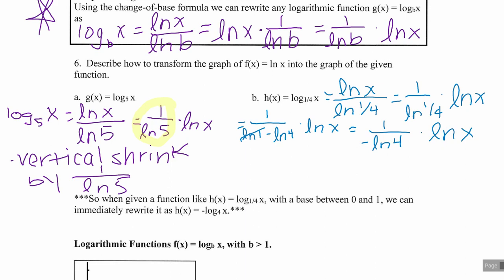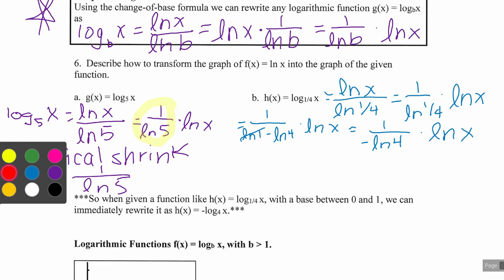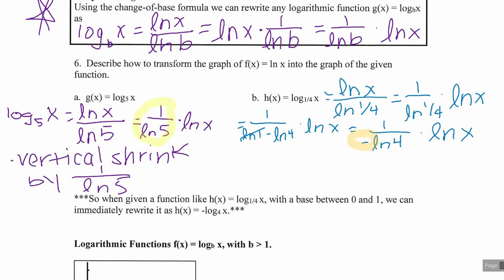Now I want you guys to be careful because this happens all the time, is that we like to include this negative here in our vertical shrink. A negative does not indicate a vertical stretch or shrink or a horizontal one. It really involves a separate transformation. If I have a negative out in front of my entire transformation, that is a reflection over the x-axis. So that gives us my first transformation, and that second one is going to again be that vertical shrink.